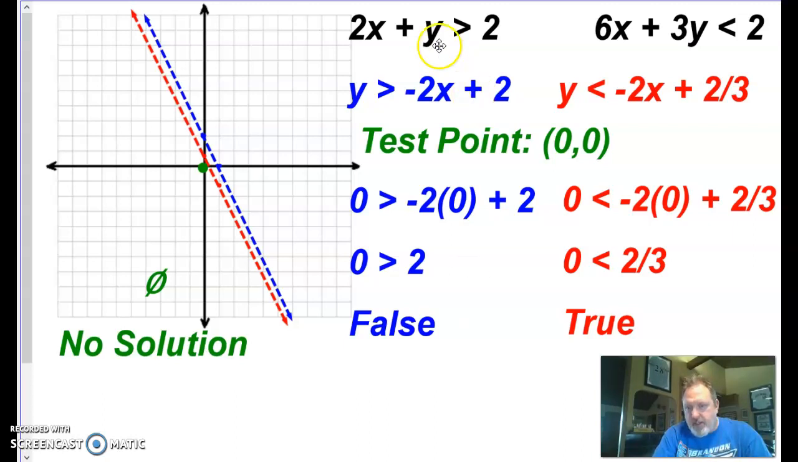So for this first line, if we do the test point, 0 greater than 2, that's false. So we would shade out here. And for the red line, 0 less than 2/3, that's true. So we would shade over here. The issue is when you have a system of inequalities, it's the overlapping solution region, and there isn't any. There's no area on this graph that satisfies both of these conditions. And so for that reason, we have no solution because we can't satisfy both at the same time.